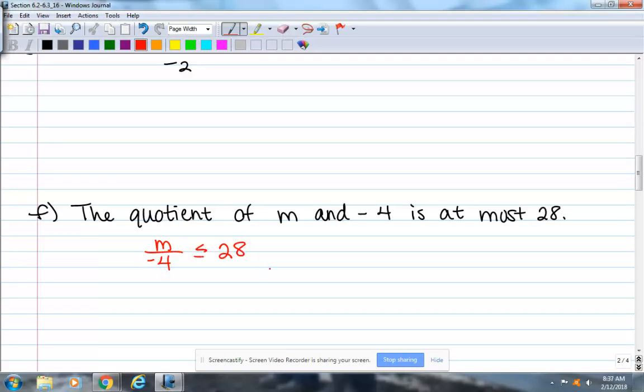Are there any questions on how we have it set up? All right, so how do we get m by itself? Multiply by negative 4 on each side. Am I going to flip? Yes, so m is greater than or equal to what? Negative what? Sounds right. So any questions on a word problem like this? Verbal expression.